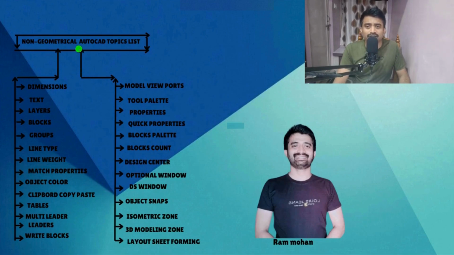These topics all come under non-geometrical AutoCAD: dimension, text, layers, blocks, group, line type, line weight, match, object color, clipboard, table and model, viewport, tool palette, properties. If you use both geometrical AutoCAD and non-geometrical AutoCAD nicely, then you can be a good AutoCAD design engineer.